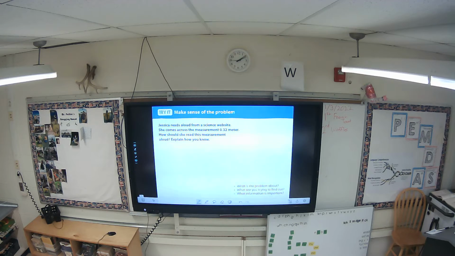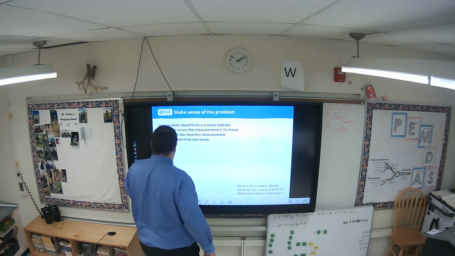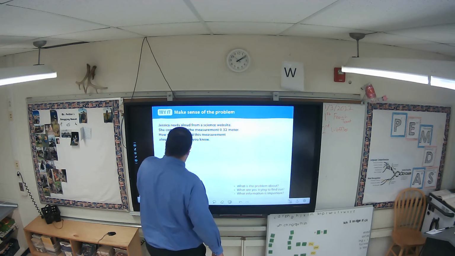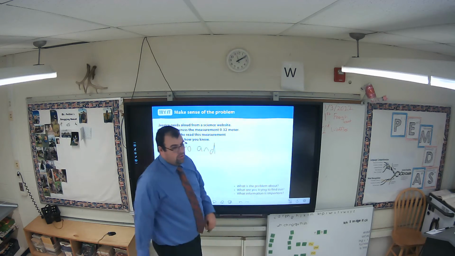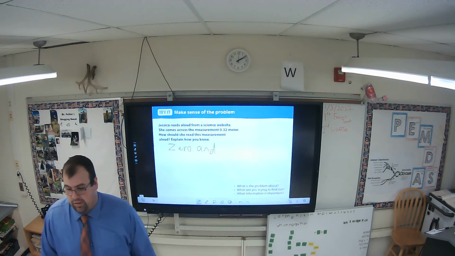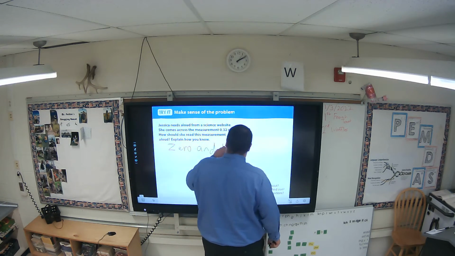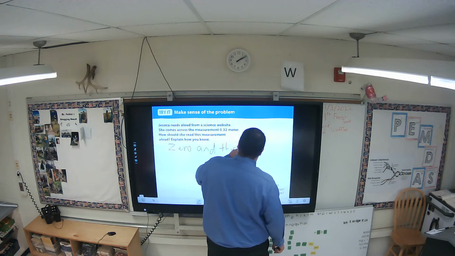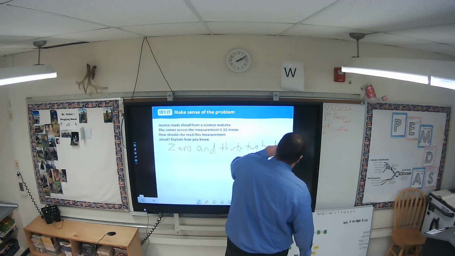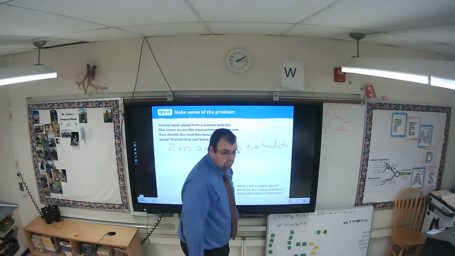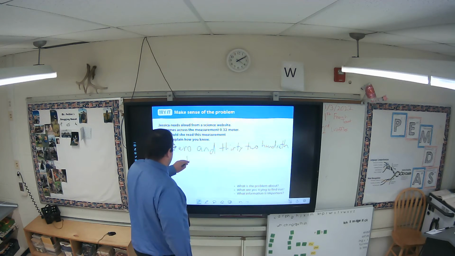You could have done this one of 2 ways. You could have written 0 and 32 hundredths. What place value is the 2 in? The hundredths. So 0 and 32 hundredths, alright? You could have written this. I also would take this though: 32 hundredths.